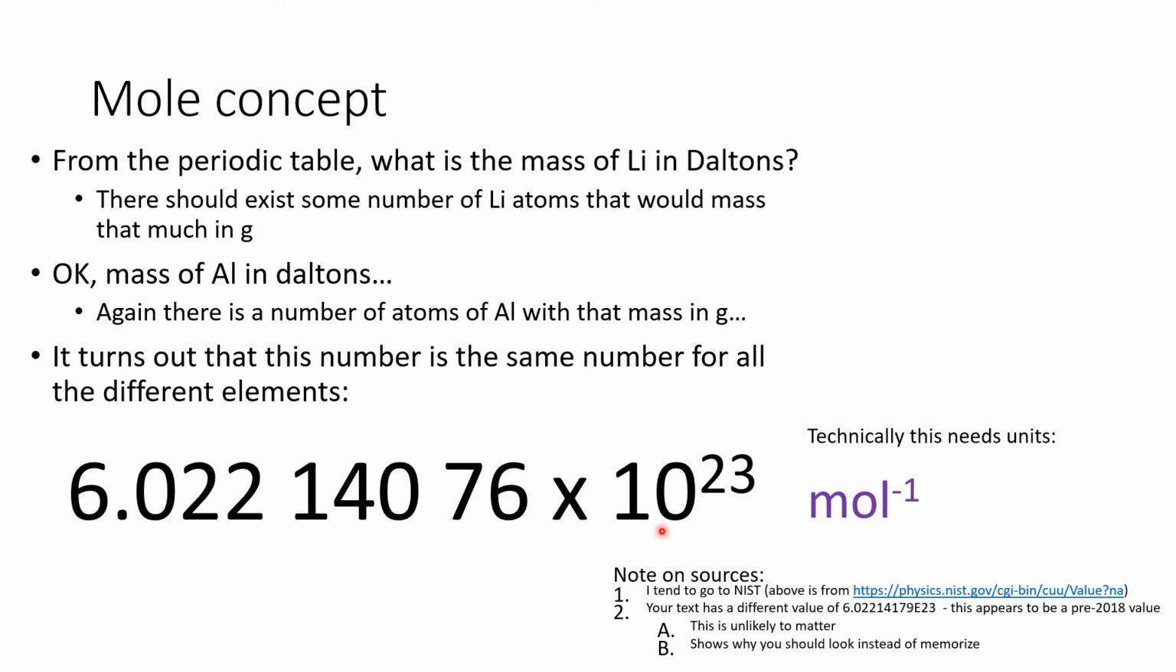And I will use this tried and true example, just like saying there are 12 eggs per dozen eggs, or 12 donuts per dozen donuts. There are 12 things per any dozen. Well, the same thing applies here. There are 6.022 times 10 to the 23rd. It's a very large number. Things per mole is what this means.